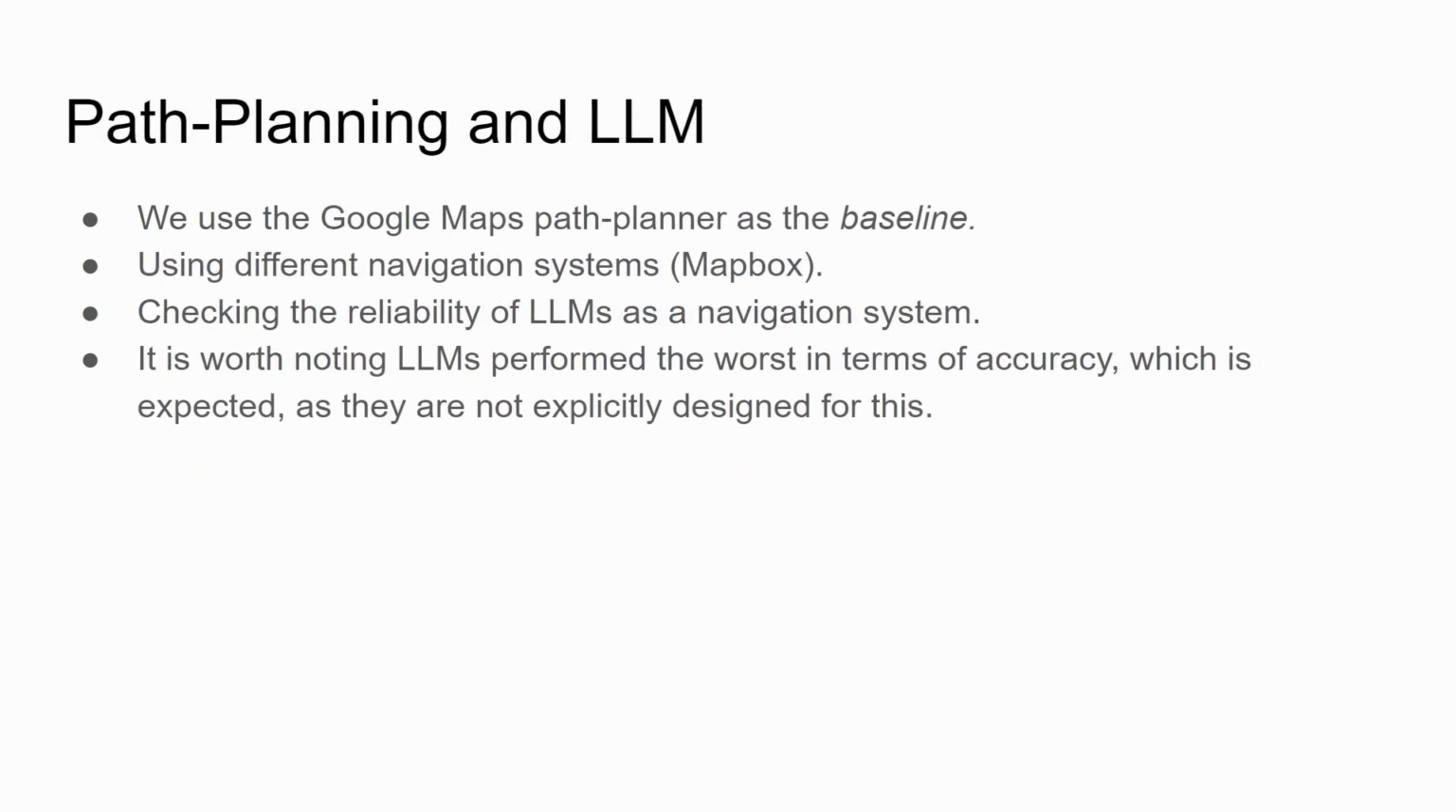We use Google Maps for the baseline path planner and also for the observed person using the real-world navigation system. We also use a different navigation system called Mapbox as an alternative for the recognition process, which makes the process more difficult. And an LLM, such as ChatGPT-4, as a path planner to see how reliable they are when used as a solver for the reasoning planning process. It is worth noting LLMs perform the worst in terms of accuracy, which is expected, as they are not explicitly designed for this.